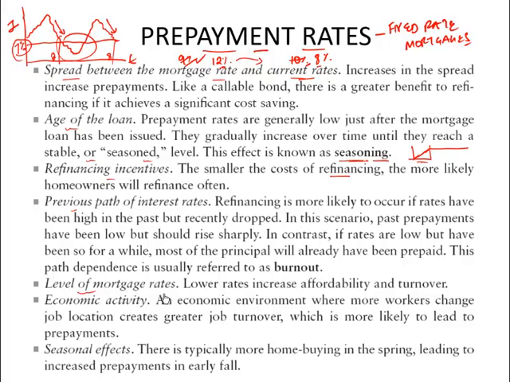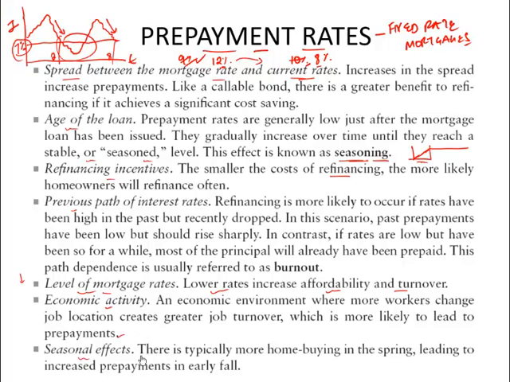The level of the mortgage rates makes an impact. That is, if interest rates are low, then affordability would be higher, and we've seen people buy and sell more houses, and hence more prepayments and refinancing also happen. So when the absolute level of the mortgage rates are lower, prepayments and refinancing is higher. Similarly, when economic activity is good or economic environment is better, then there is more job turnover and more likely people buying houses, relocating to different places, and hence more prepayments.